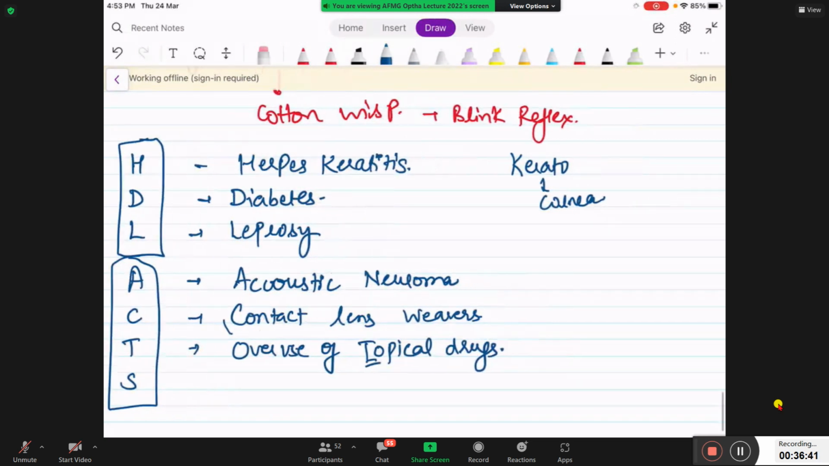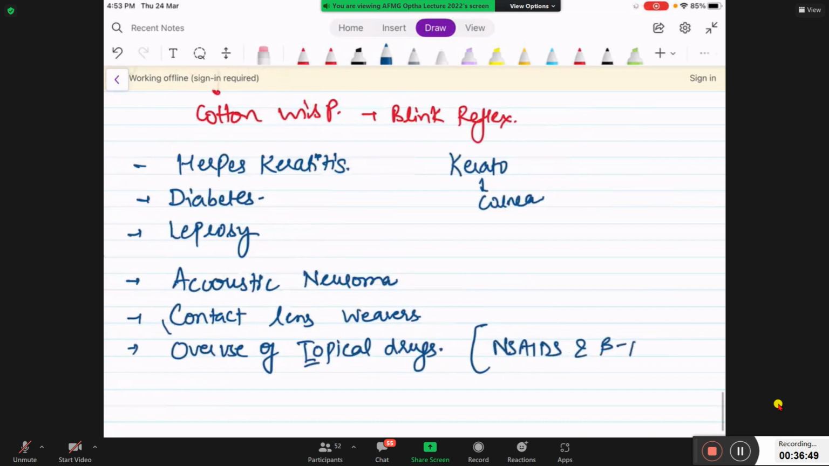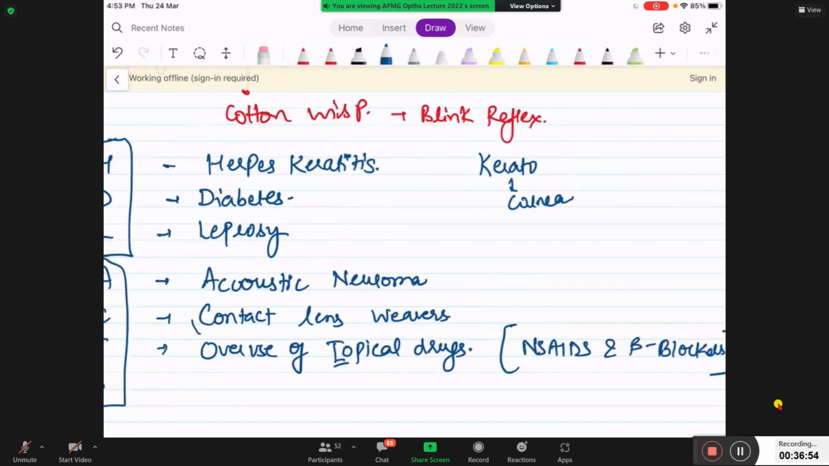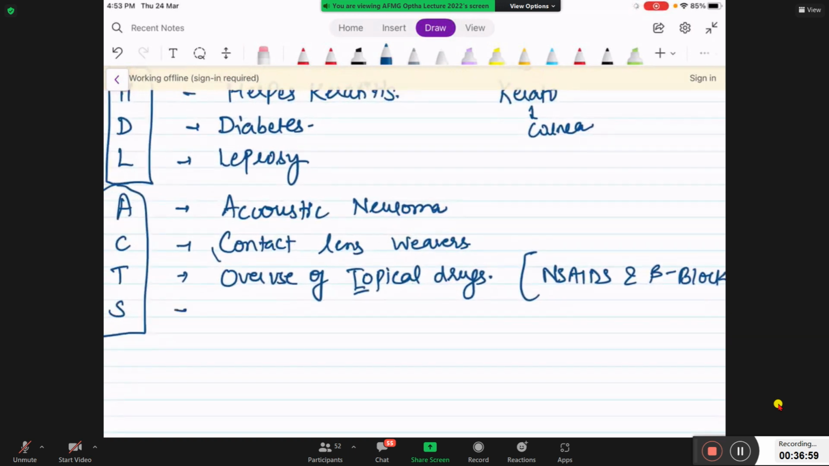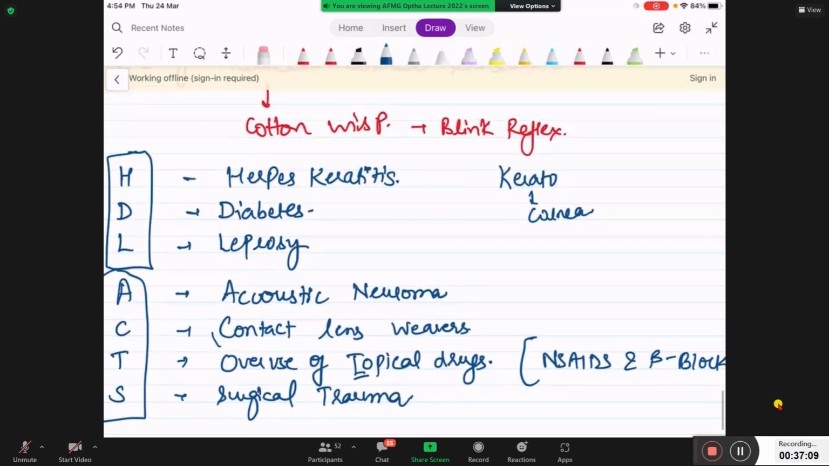Overuse of topical drugs like which drugs? NSAIDs and beta blockers like timolol, right? Timolol. Now S stands for surgical trauma. So this is the mnemonic for reduced corneal sensation: HDL ACTS. Clear?